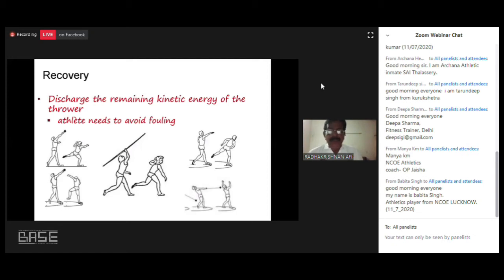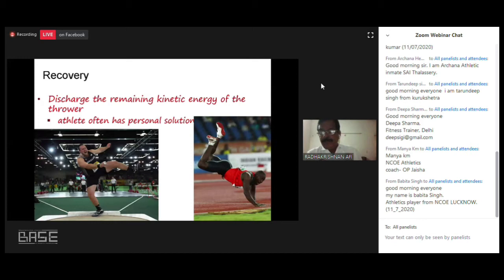For example, in javelin throw, you see, this is also a solution for not getting fouled. For example, Neeraj Chopra, after release of the javelin, is doing a similar position like this Kenyan javelin thrower is doing, a similar solution for avoiding the foul. In shot put, it's different. So recovery is to discharge the remaining kinetic energy of the thrower and control so as not to fall outside.